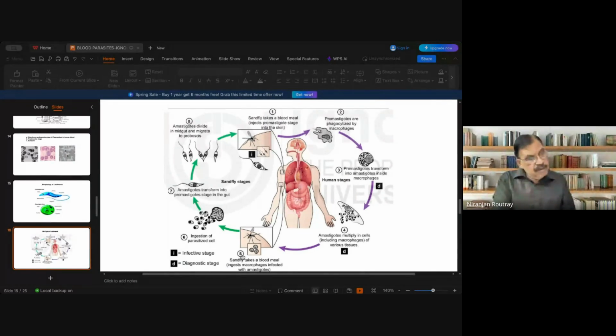After rupture, they enter the circulatory system of the human being and infect new cells of the reticuloendothelial system. Means they again continue in the macrophages.